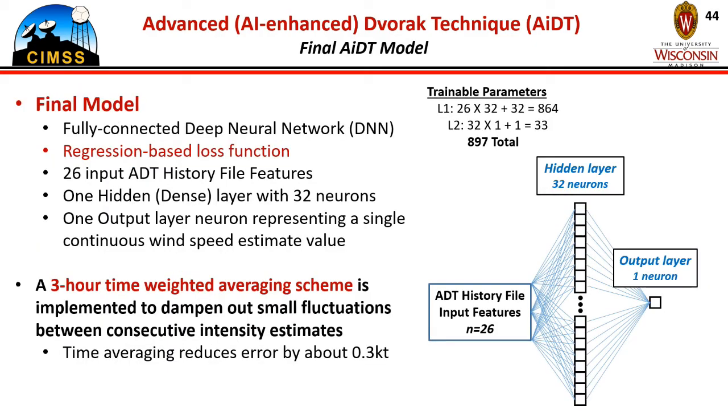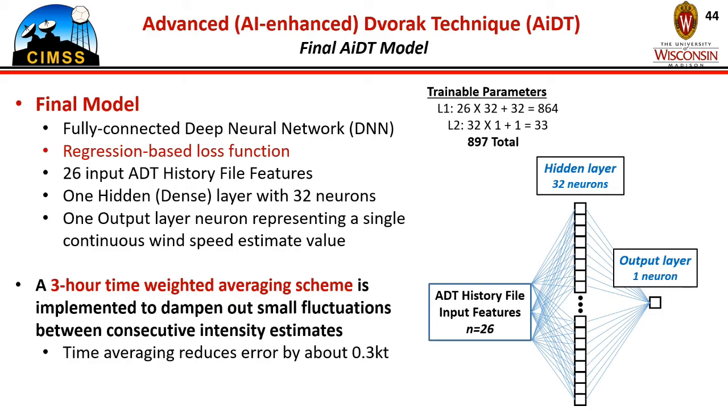Okay, the final model, again, was a fully connected deep neural net using a regression-based loss function. It only had one hidden layer of 32 neurons and one final output layer containing the intensity estimate. Models with more layers and/or neurons tended to overfit the model toward the training data and increase the errors obtained when we used the validation data to look at and analyze the model that was being developed. We also tried many other analysis methods, but this one proved to be the best.